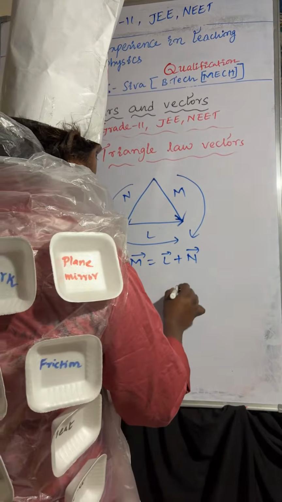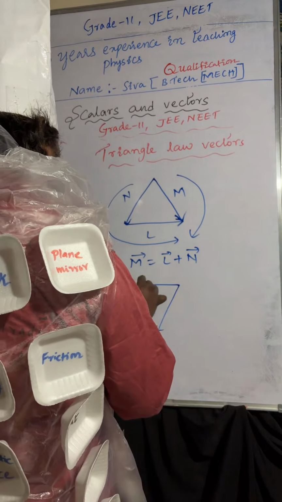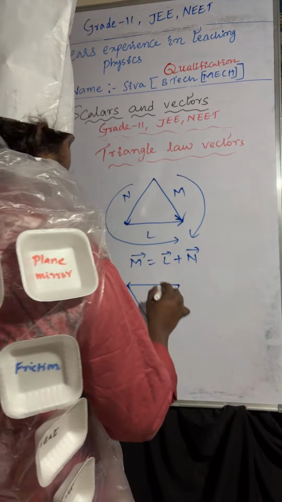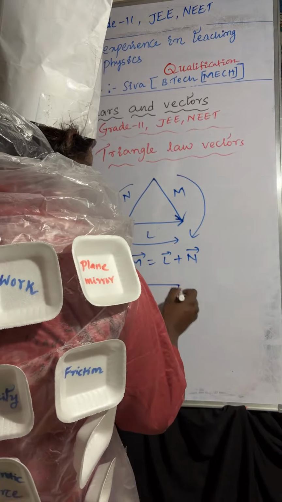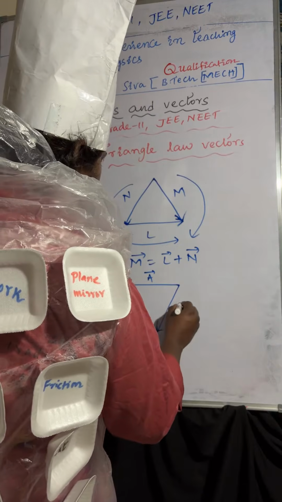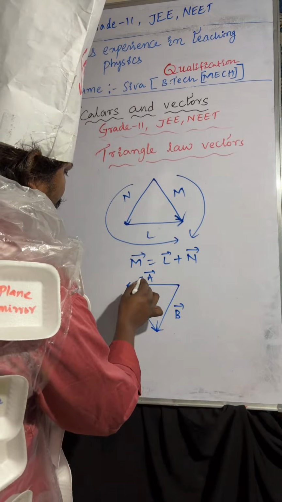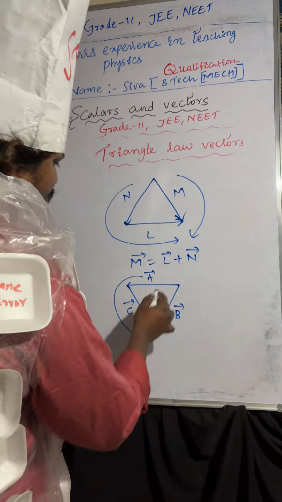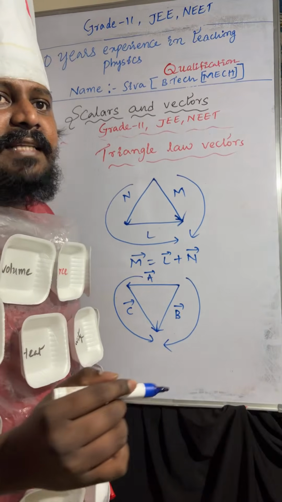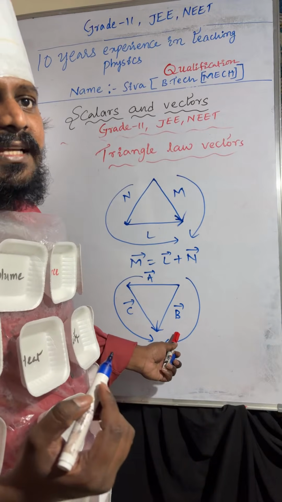So you can see, like this I am taking A bar, B bar, C bar. Which one is the resultant? Here you can observe A bar and C bar acting in the same direction, but B bar is acting opposite. That's why B bar is the resultant vector.